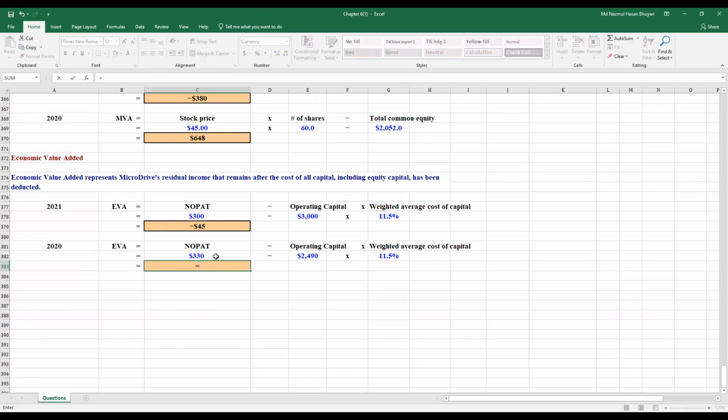Now let us calculate economic value added. So economic value added in the year 2020 is positive $44. So you should be happy for the year 2020 because the company generated more than its minimum cost of capital. That means the company had positive residual income in the year 2020.